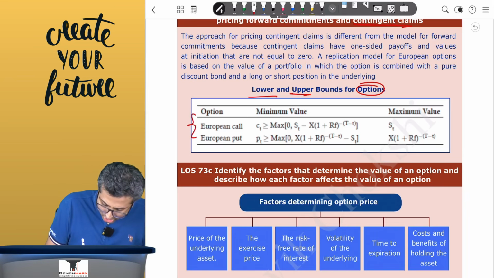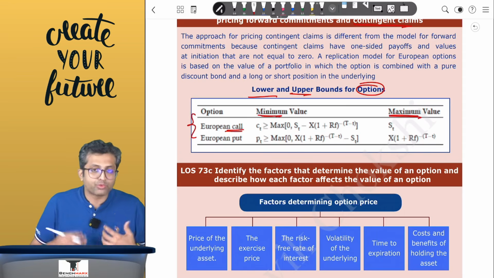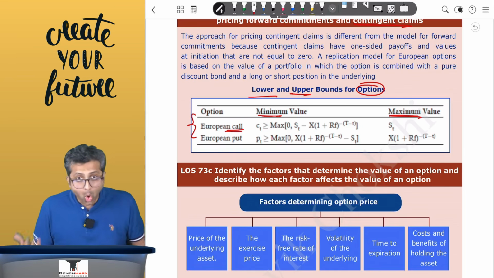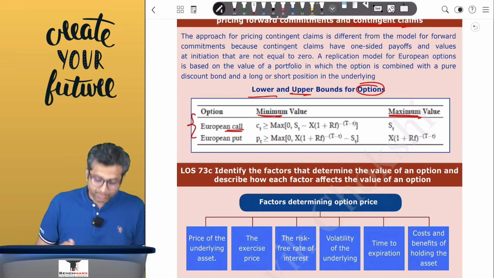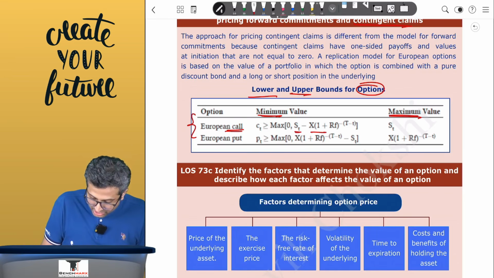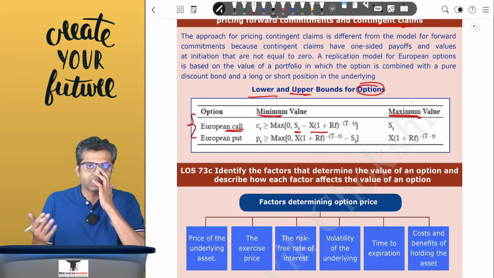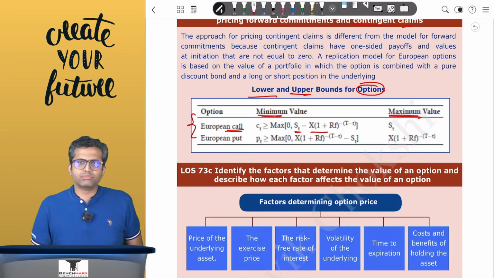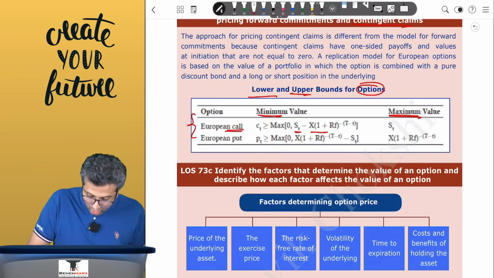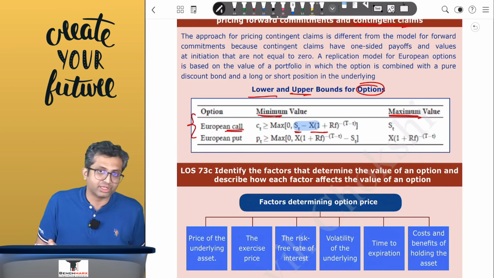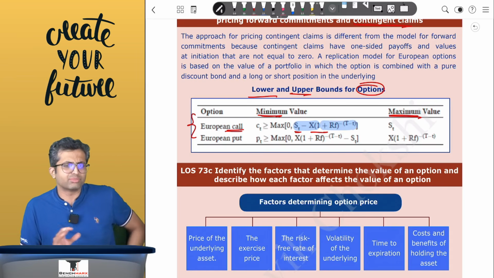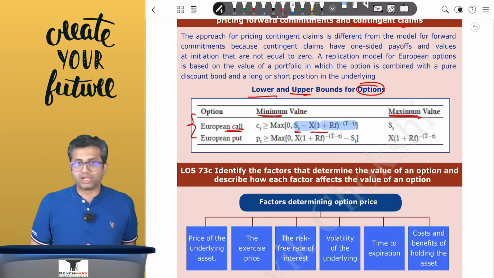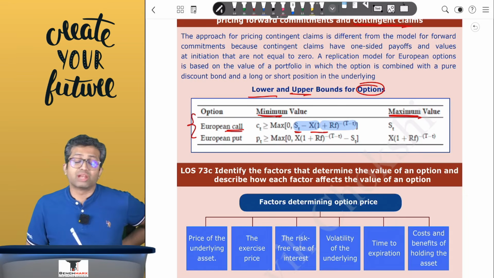Like for a call option, what can be the minimum value? Well, the minimum value for a holder will be 0, or the difference between the spot price minus the present value of the exercise price at today's value. That considers both the option's intrinsic value as well as time value. So when I look at S0 and SX, purely that is intrinsic value, but I'm also looking at the time value. So considering both of them, that will be the minimum value today.